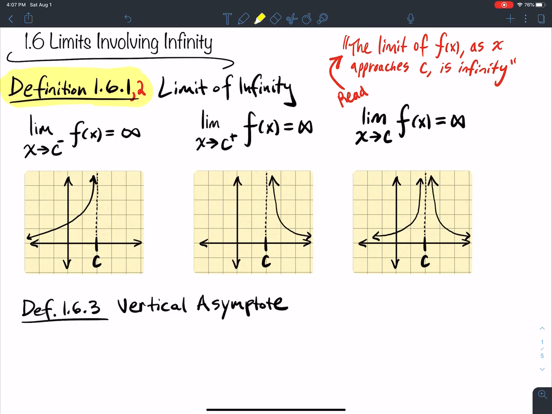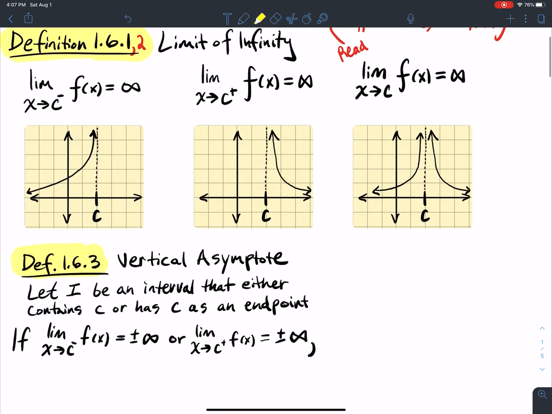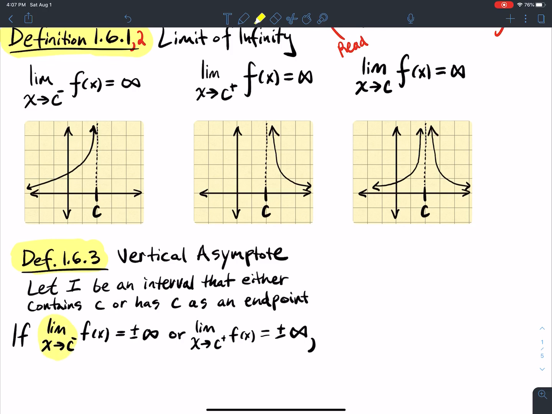Definition 1.6.3, and it's for a vertical asymptote. So how do I define a vertical asymptote? I'm going to base it off of kind of what I've done here, and I'm going to let I be an interval that either contains c or has c as an endpoint. And so here it is. If the left-handed limit equals plus or minus infinity, or the right-handed limit equals plus or minus infinity. Okay, so a vertical asymptote occurs if one or both of these two things are true. Or means that it could be one or the other, or it could be both, okay?